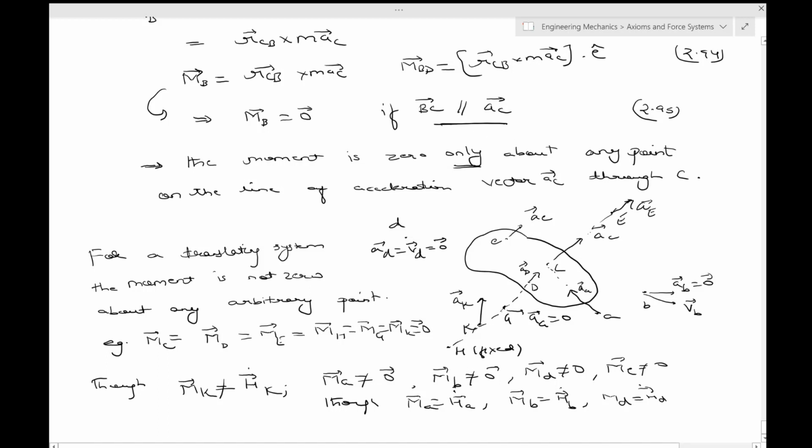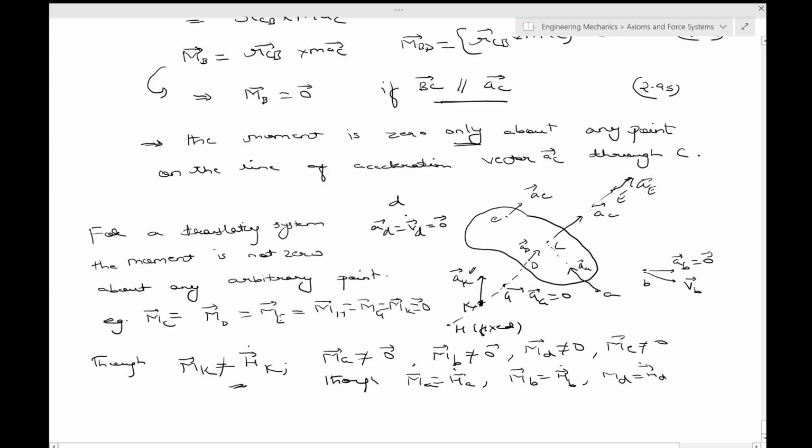So this is the reason, because K, even if it is lying along this line which is joining the center of mass like all other points, its acceleration is actually pointing in a direction which is different, ak, and hence you don't have the moment as 0. So this brings home the point that for a translating system, the moment is not 0 about any arbitrary point, okay, it has to satisfy this condition.